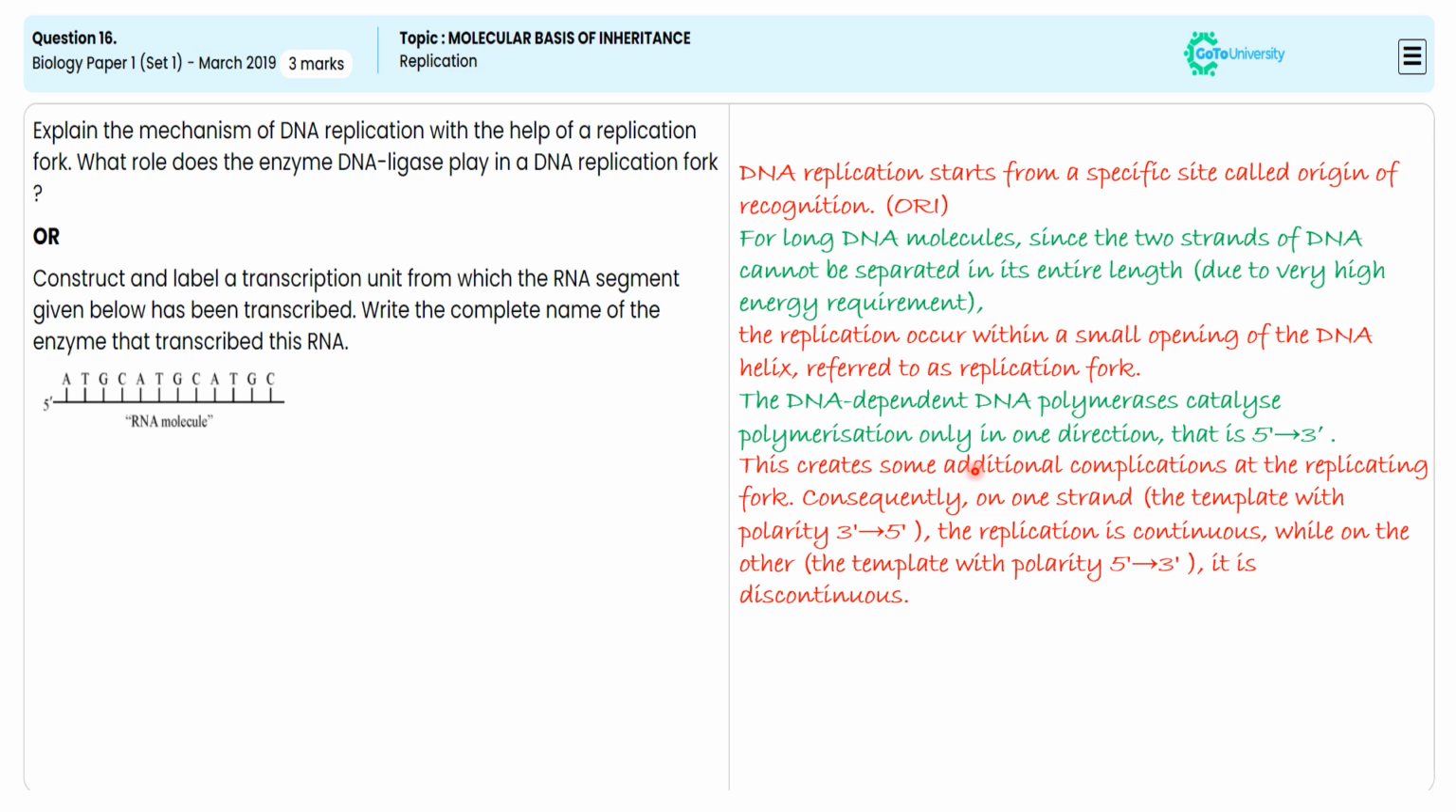The fragments of the discontinuous strand synthesis are later joined by the enzyme DNA ligase. For this specification, we get overall 1.5 marks for the illustration. In this way, we are satisfying the 3-mark demand of this first optional subjective question.